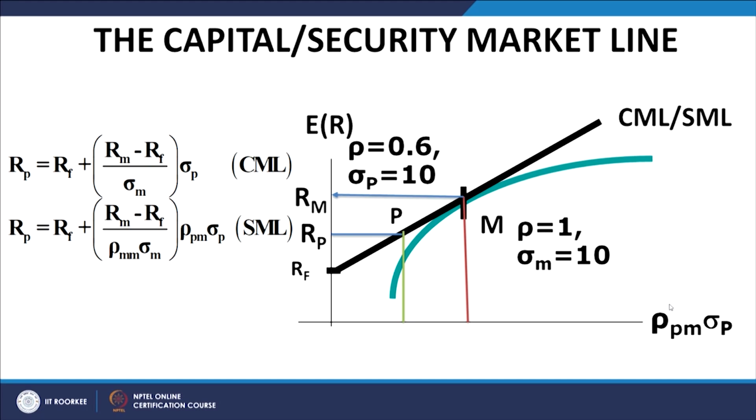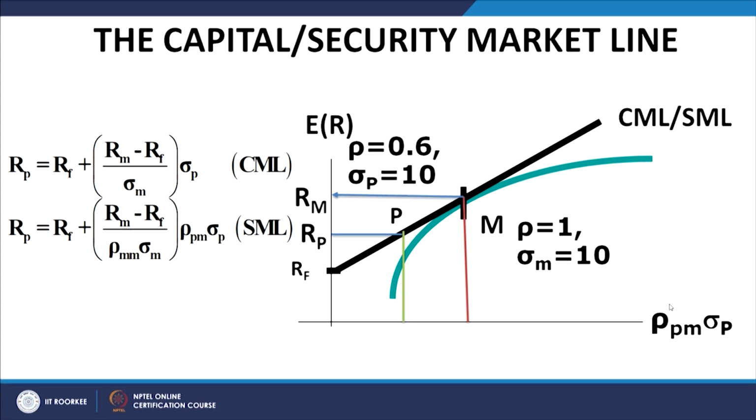Now, there is an interesting relationship between the CML and the SML. In fact, you can represent both these lines on a single graph. What you need to do is, as usual, plot the expected return along the y axis, but along the x axis, instead of plotting either beta or sigma, you plot rho sigma I. So, instead of using sigma or beta as the measure of risk, if you use the measure of risk rho sigma I, then you can plot both the CML and SML on the same graph.